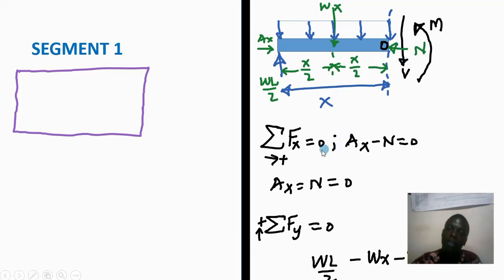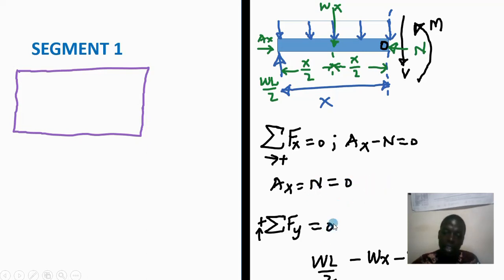Now we have to also apply equilibrium conditions. Sum of forces in the x direction must equal 0. The only forces we have here are Ax and N. Ax is in the positive x direction, N is in the negative x direction. So it will be Ax minus N equal to 0, and Ax is equal to N, which is equal to 0, because Ax has already been determined as 0. Therefore, N is also equal to 0.